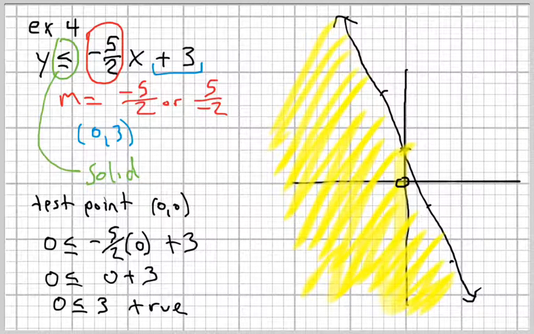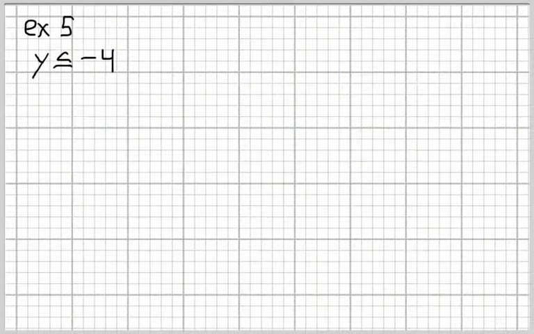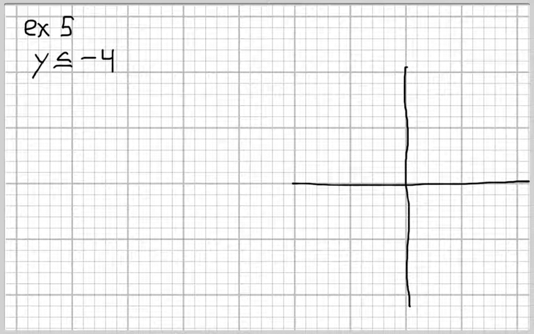Let's look at another example. So here we have y is less than or equal to negative 4. Again, y equaling a number is a horizontal line. So we have our graph over here. Our symbol was a less than or equal to, so I want a solid line. So I can go ahead and graph that. y equals negative 4 is right here.